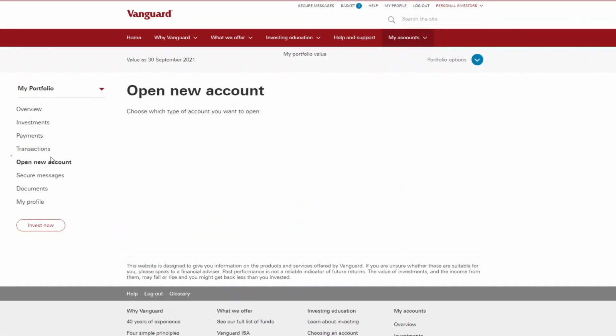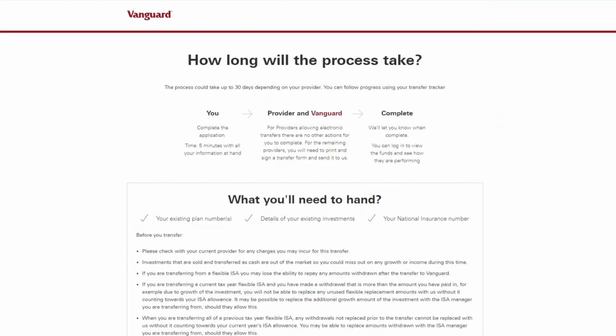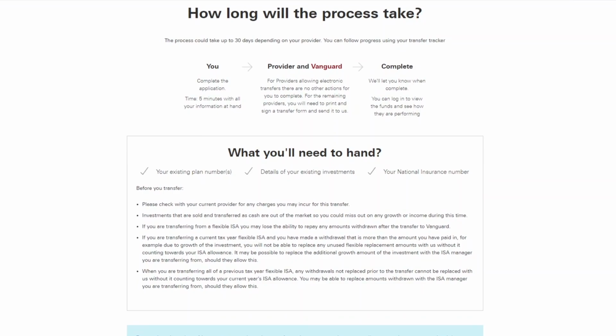It's also in this section where you can choose to transfer stocks and shares ISA or pensions over to Vanguard. Vanguard just needs some basic information from you to get the transfers going, and then they'll do all the work for you. Sometimes it can be long and it can take a few months, or sometimes it can just be a few weeks. It's quite hit and miss. But for now, that is it. All of the basic information that you need to start investing with Vanguard in the UK.